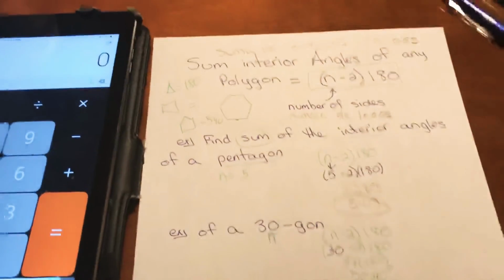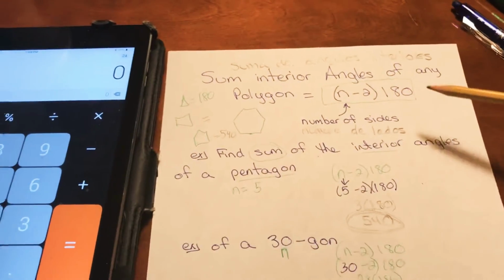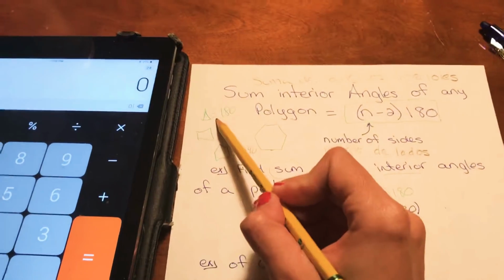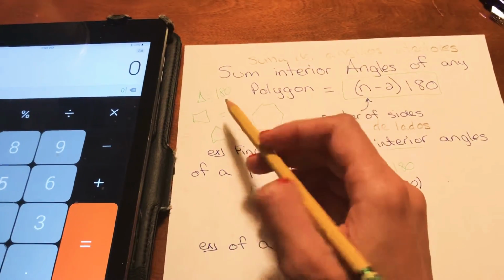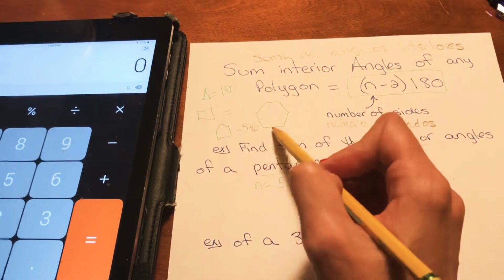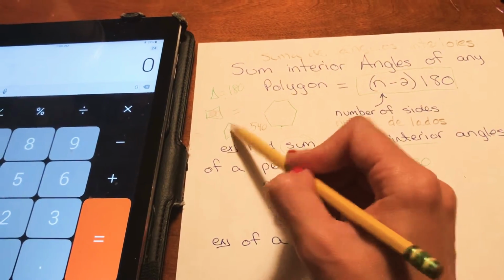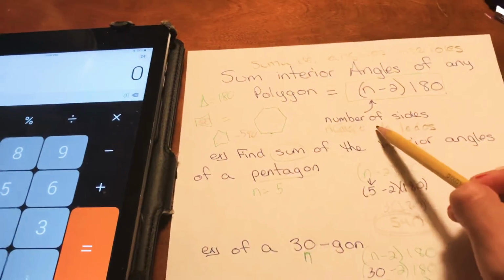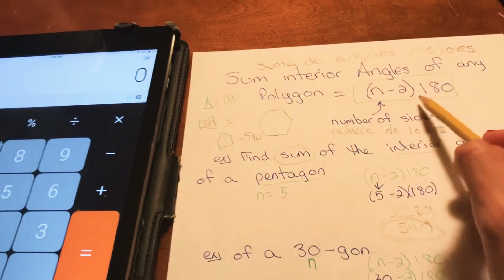Here are the notes for section 3.4. In 3.3, we looked at a triangle, and we said that the interior angles of a triangle always equal 180. Based on the number of sides, the interior angle measures are going to change. So to figure out what each shape would add up to, we need a formula.